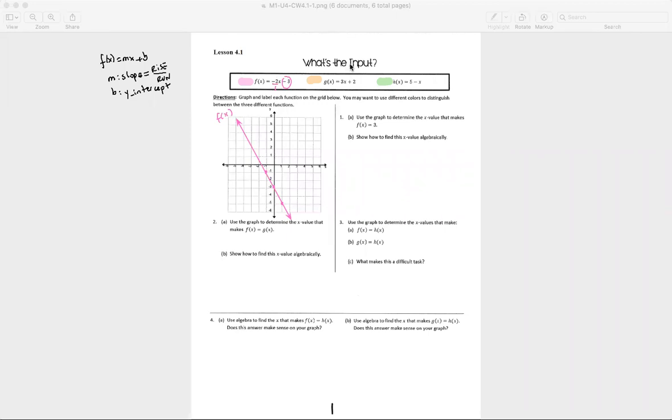Now, g of x is 3x plus 2. So the slope is 3, or 3 over 1, and the y-intercept is 2. So you start at 2, and then the slope tells you go up 3 and 1 right, and so on. Connect the dots, you will get g of x.